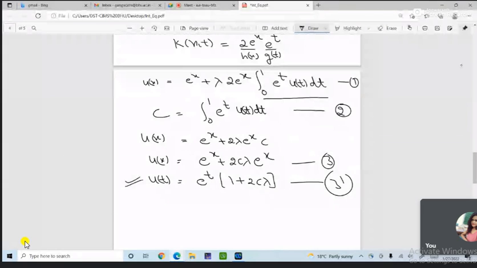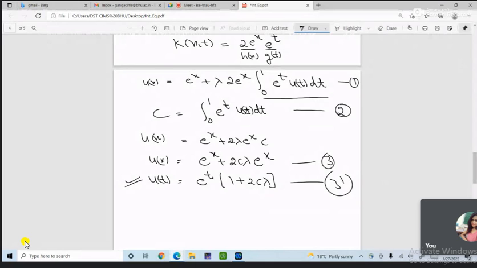Till now, is there any problem? No, no, sir. Okay. So now we will substitute the value of u(t) into our constant term. Then from 2 and 3 prime, c will be the integral from 0 to 1 of e to the power t into e to the power t times (1 plus 2c lambda) dt. Clear? And now you can see that this is a constant, so we can take it outside of the integral: 1 plus 2c lambda times the integral from 0 to 1 of e to the power 2t dt.